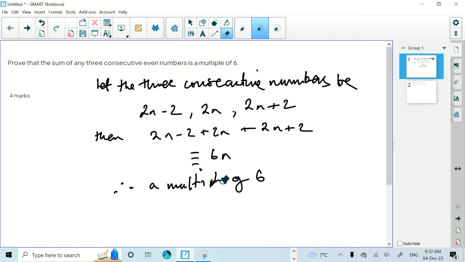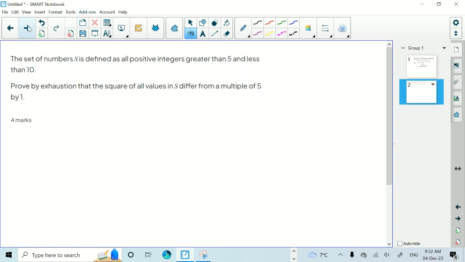So you can say, whoops, that doesn't look very nice. A multiple, we'll write the word out nicely. It's all real time. A multiple of 6. So therefore we can say the sum of 3 consecutive even numbers is a multiple of 6. And that's it for 4 marks. Okay, how about another question now?